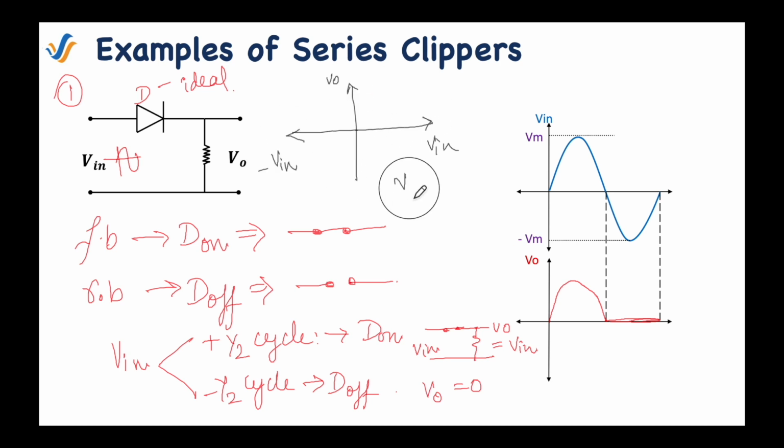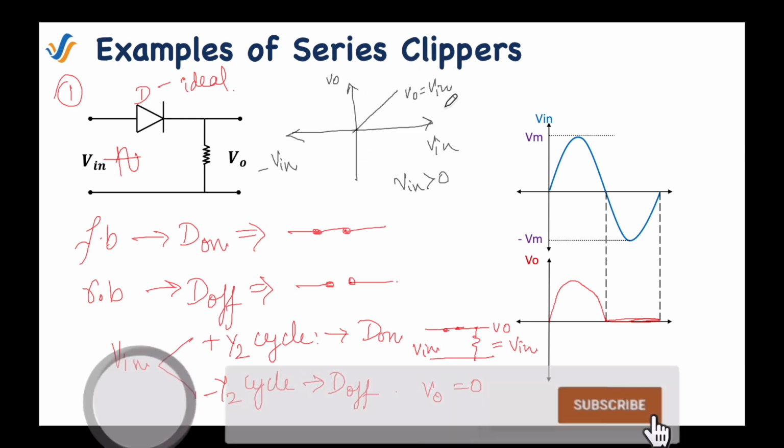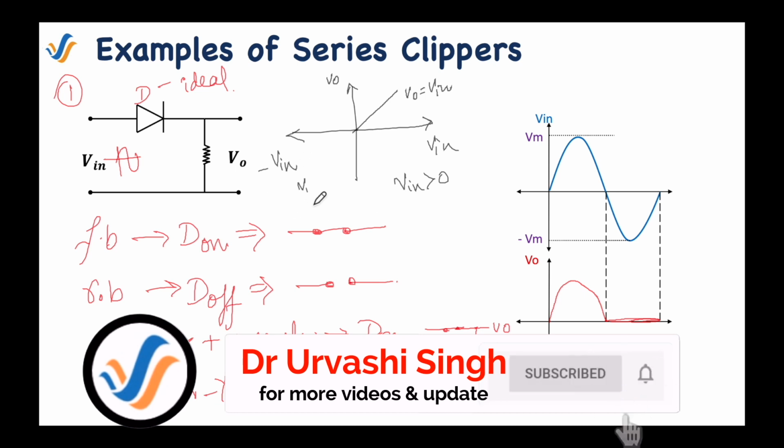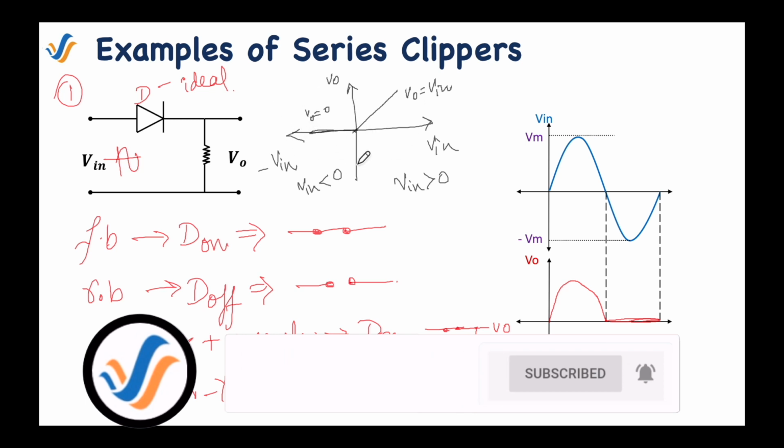When Vin is greater than 0, the output will be equal to the input, and when Vin is less than 0, negative, then the output will be 0. This is the transfer function for the circuit.